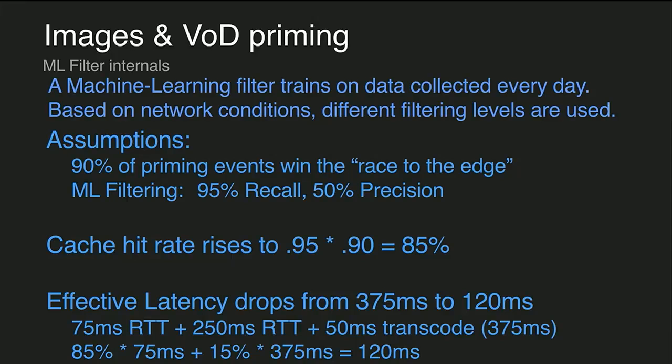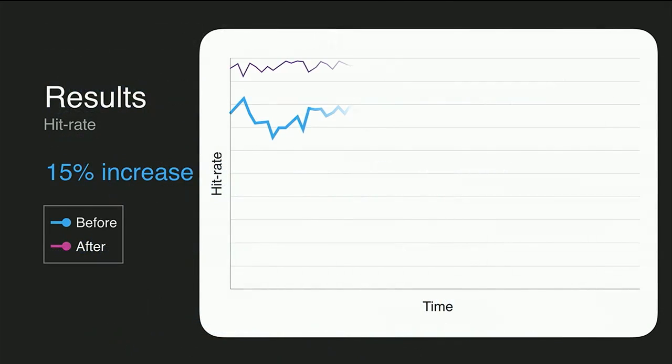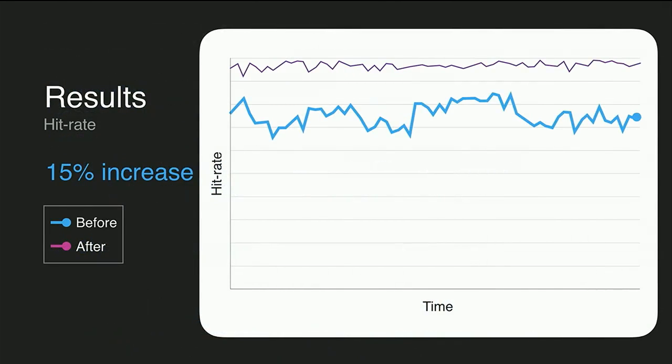And what that means is that compared to the non-push case, we can actually cut down, in this example, from 375 milliseconds to about 120 milliseconds because of the increased cache hit rate and accuracy. So that's about a 15% improvement in the hit rate.